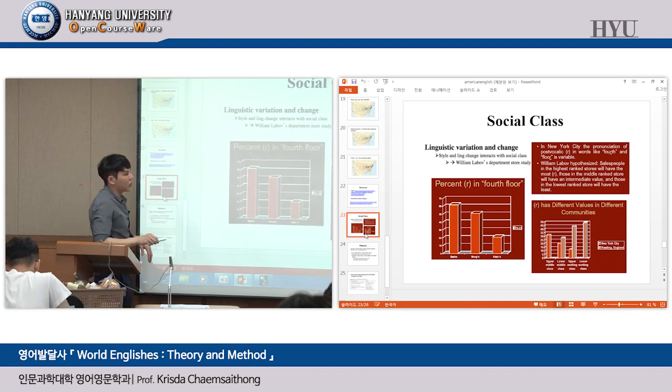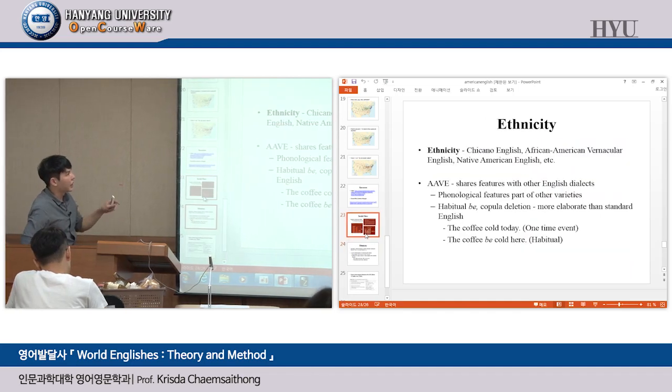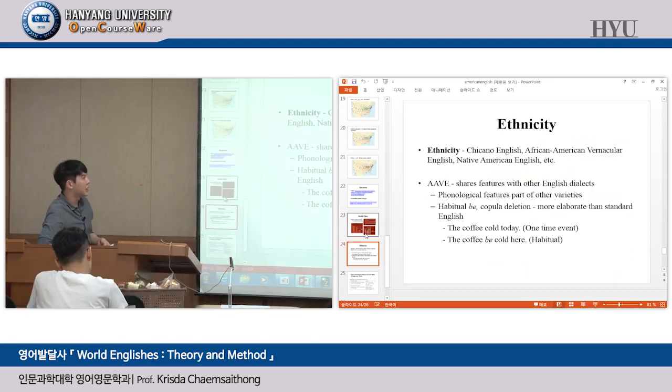And then this is the more detailed study that compares New York City and Reading, England, and so on. Okay? So I think you only have to know the most important stuff here. The last thing that we'll look at is dialects in terms of ethnicity.